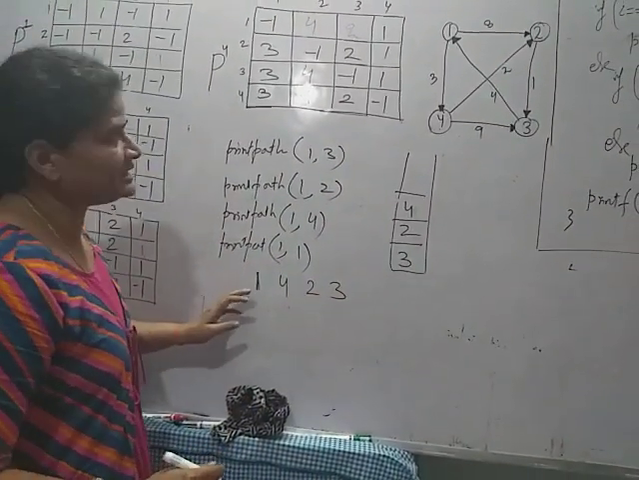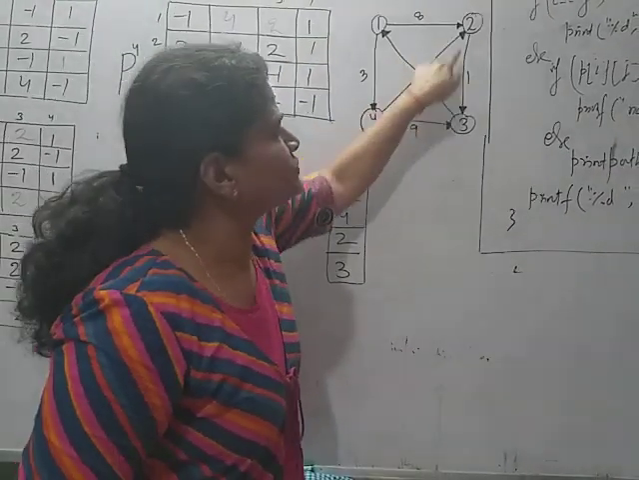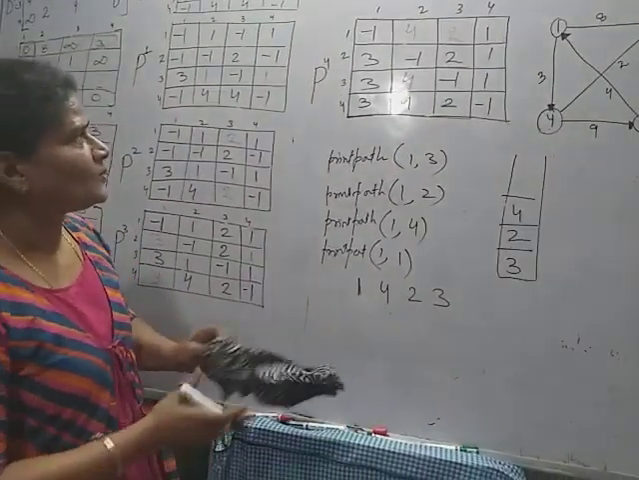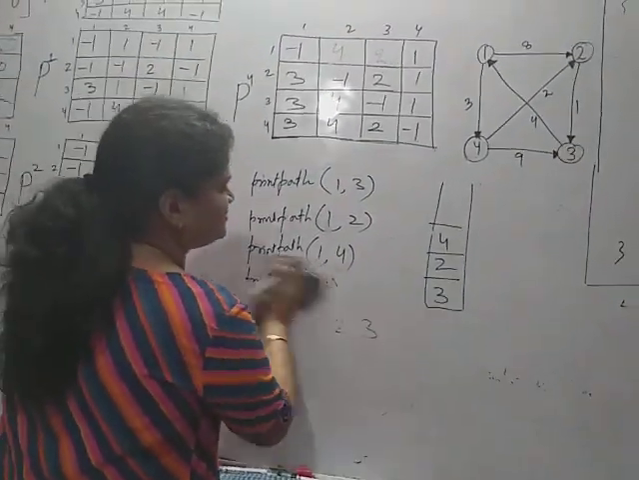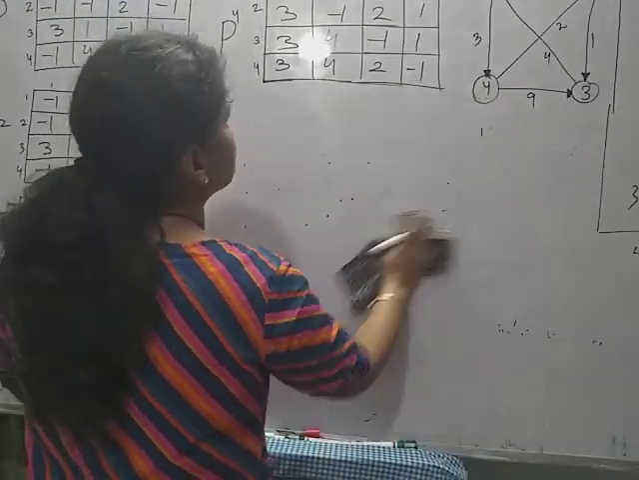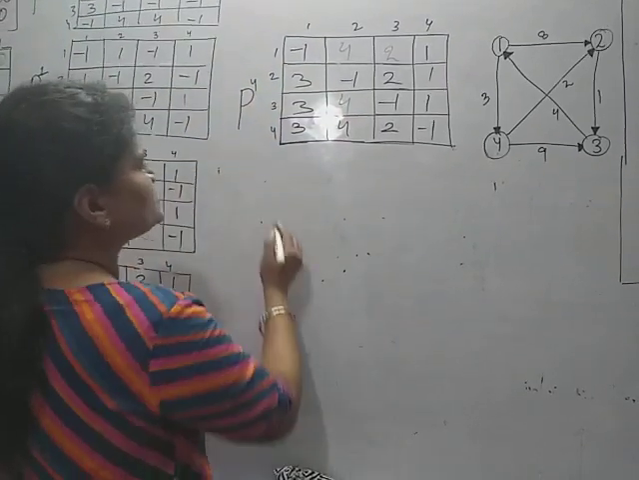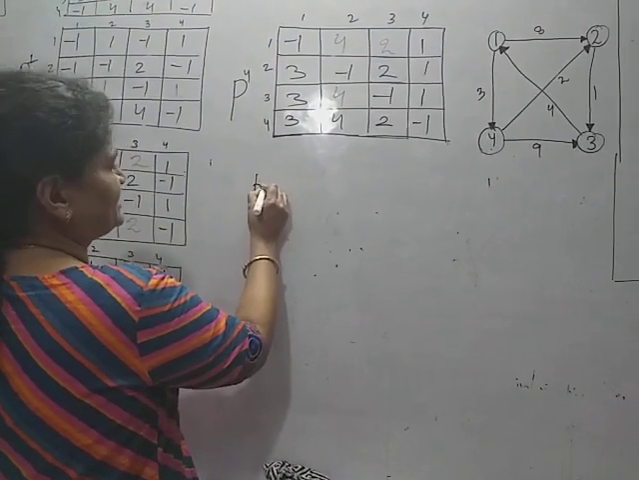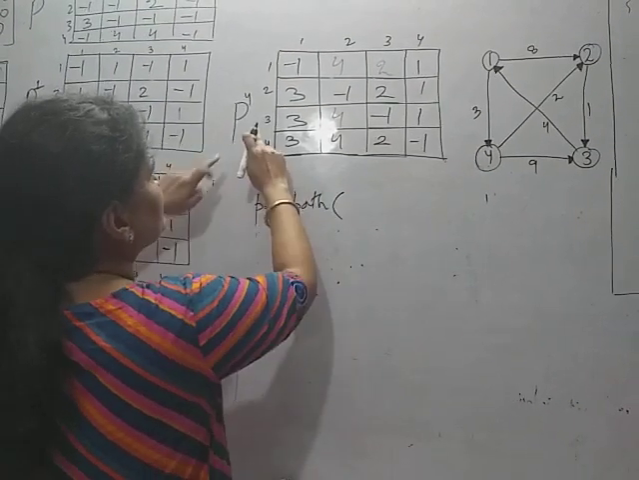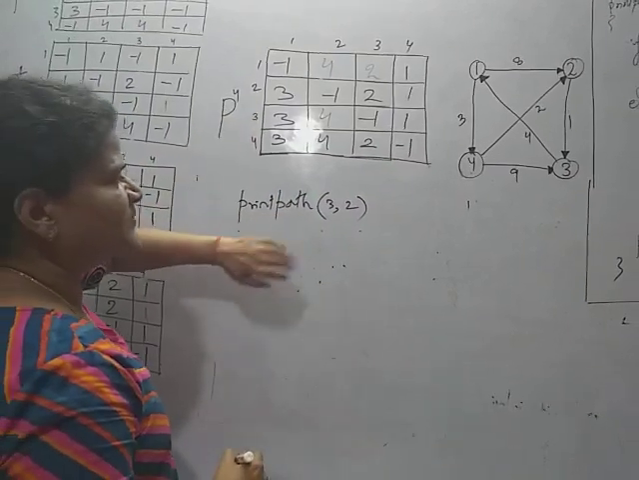What you can see here: the shortest path from 1 to 3 is 1 to 4, 4 to 2, 2 to 3. Okay, this is for this one. Now suppose you want to dry run for any other node, say here for 3 to 2. First we call the print path function for 3, 2. Now print path 3, 2.